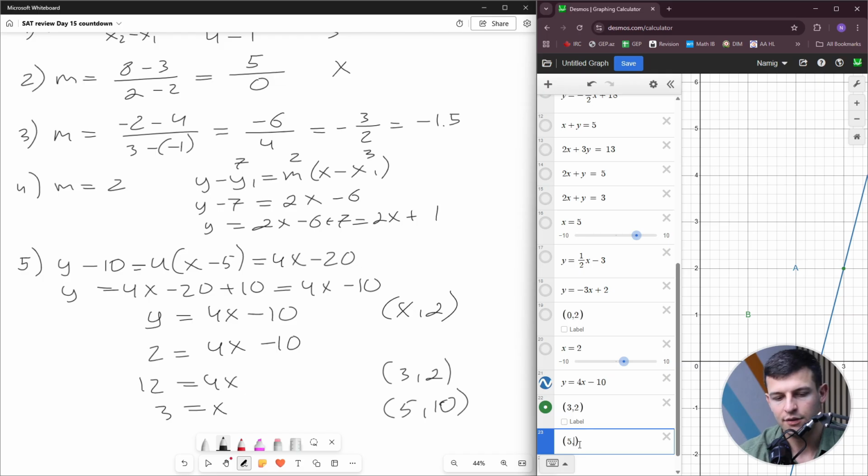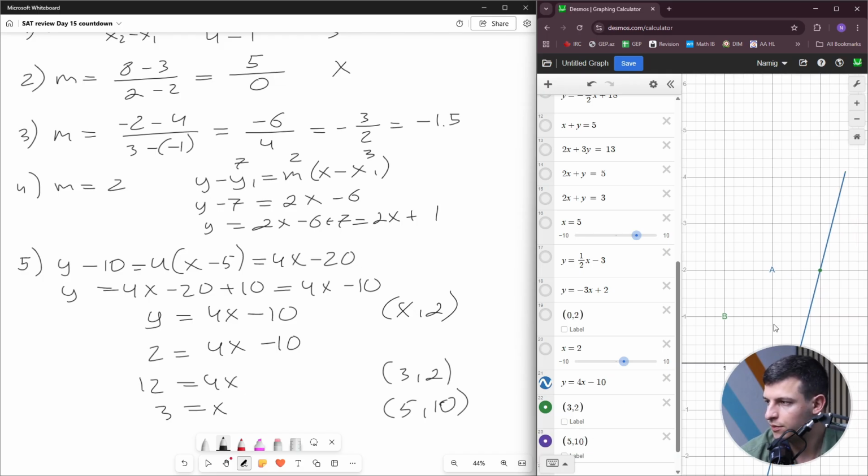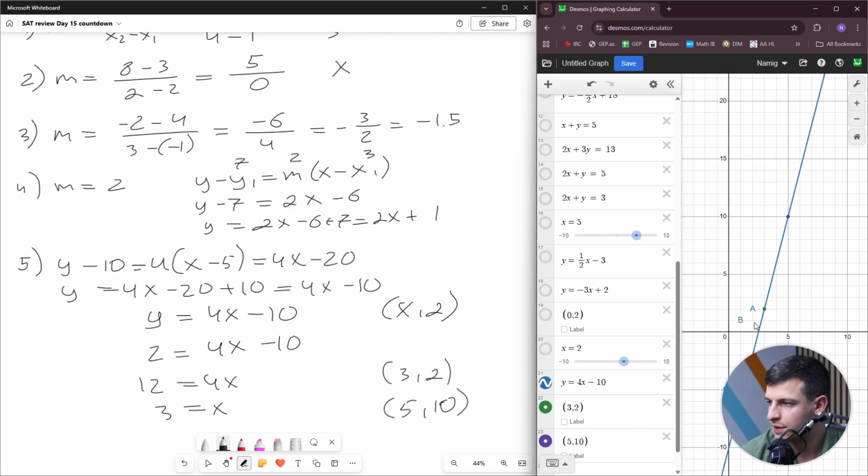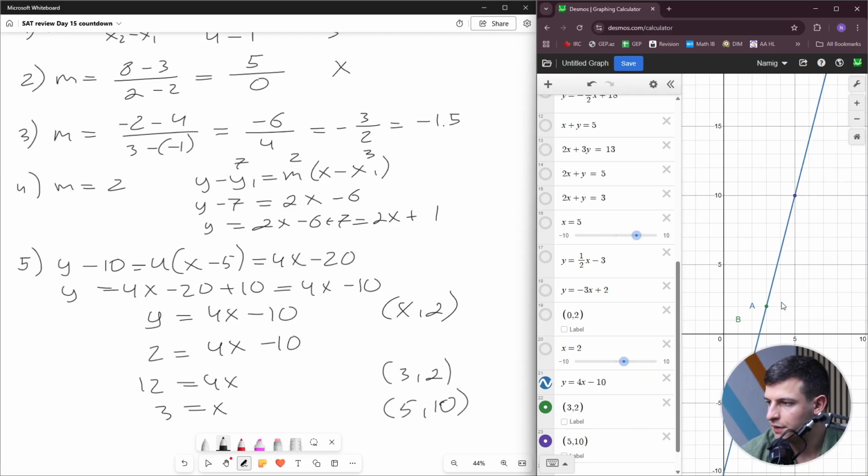Now, obviously, you're not going to do that in the exam. But we're still reviewing. If you have any gaps, this is the time to fill them out. So you see A is on the line and B is on the line. I didn't really label the second one B, but 3, 2 and 5, 10, they're both on the line, so we are correct.